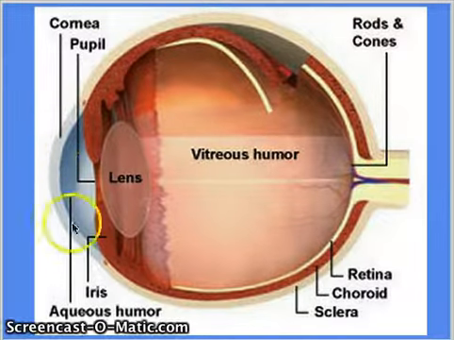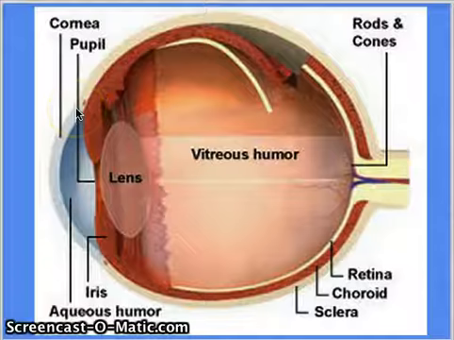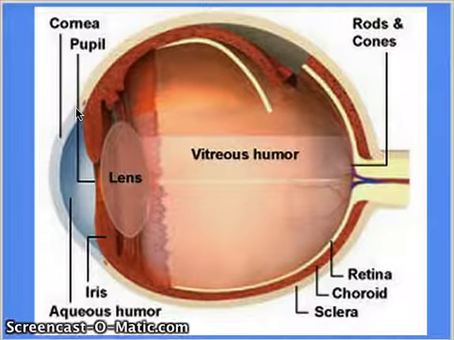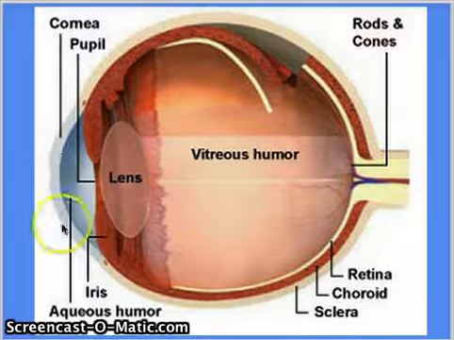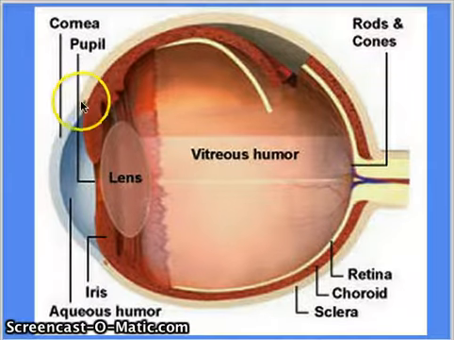The outermost layer here is known as the cornea. The cornea is the window of the eye. It provides protection and it provides strength, and it's also the first lens in the eye that has to do with bending and refracting light.